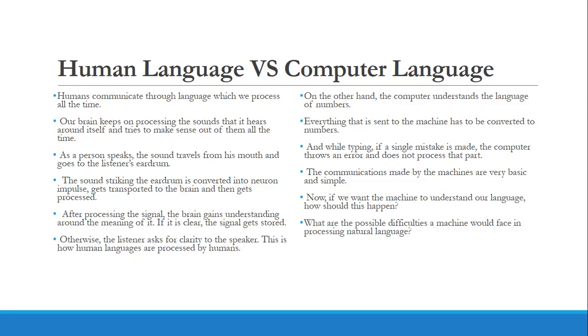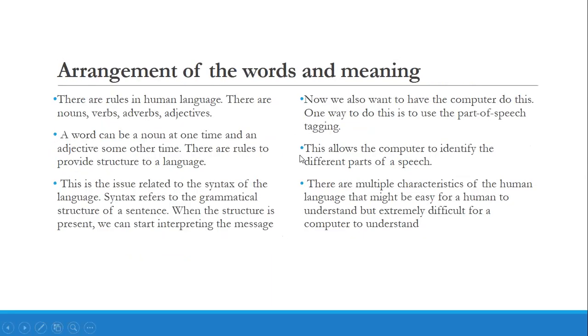Now, if we want the machine to understand our language, how should this happen? What are the possible difficulties a machine would face in processing our natural language? Let us see. Now, let us see this example, how the words are arranged and how the meaning is being depicted.